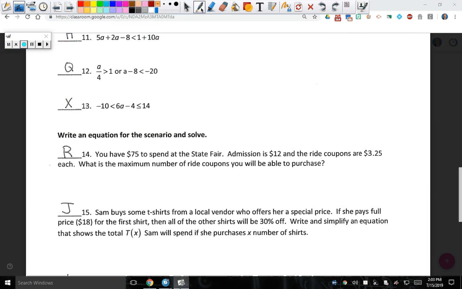All right, so number 12 is asking: A divided by 4 is greater than 1, keyword, or A minus 8 is less than negative 20. Okay? So let's solve for A on the first one. What's A going to equal? Or what's A going to be? Don't be shy. What are you going to do to both sides to get A alone?